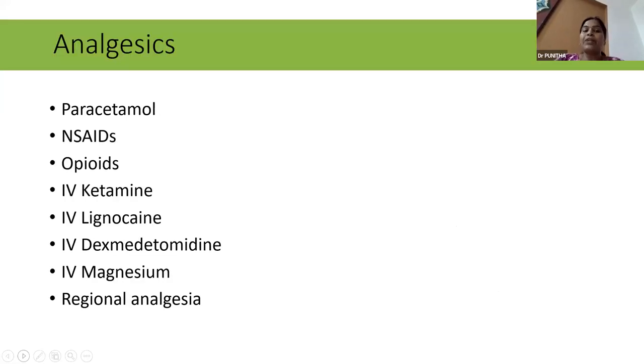So coming to the analgesics, the common analgesics which we use are paracetamol, intravenous NSAID, and intravenous opioids in the perioperative period. The other drugs which have recently been studied extensively are ketamine, intravenous lignocaine, intravenous dexmedetomidine, and magnesium, along with regional analgesia. So, next slide.